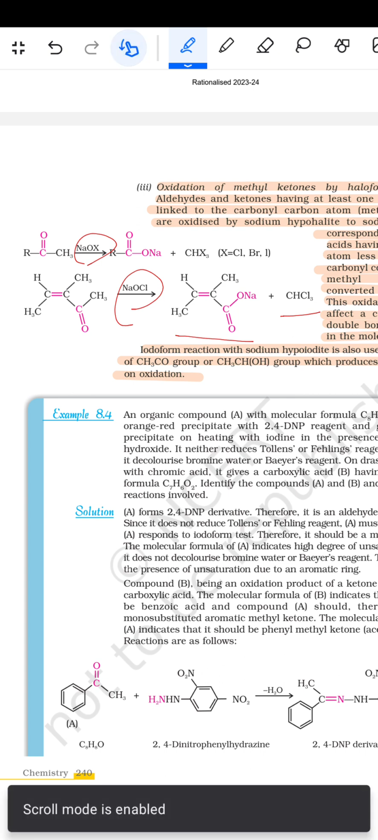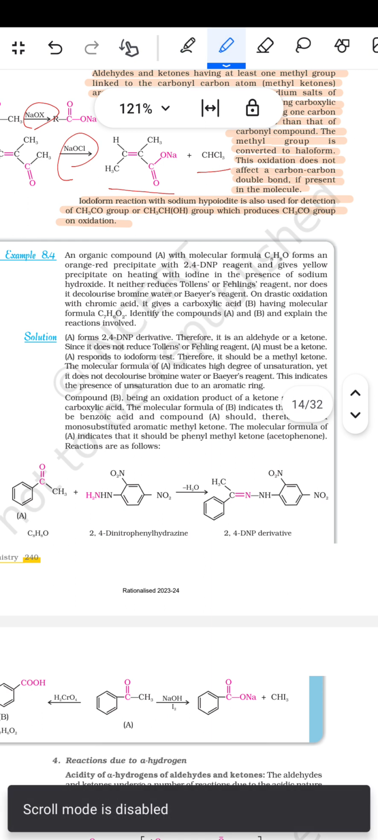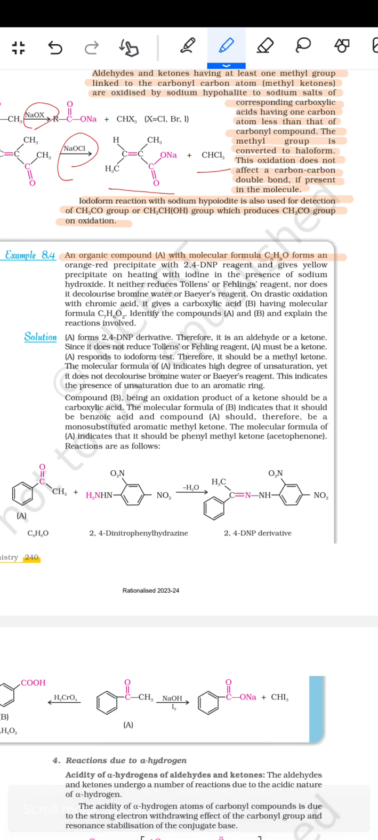फिर इसका एग्जाम्पल 8.4 है कि an organic compound A with molecular formula C8H8O forms an orange-red precipitate with the 2,4-DNP reagent and gives the yellow precipitate on heating with iodine in the presence of sodium hydroxide. It neither reduces Tollens or the Fehling reagent, nor does it decolorize the bromine water or the Baeyer reagent. On vigorous oxidation with chromic acid, it gives a carboxylic acid having molecular formula C7H6O2. Identify the compounds A and B and explain the reactions involved.